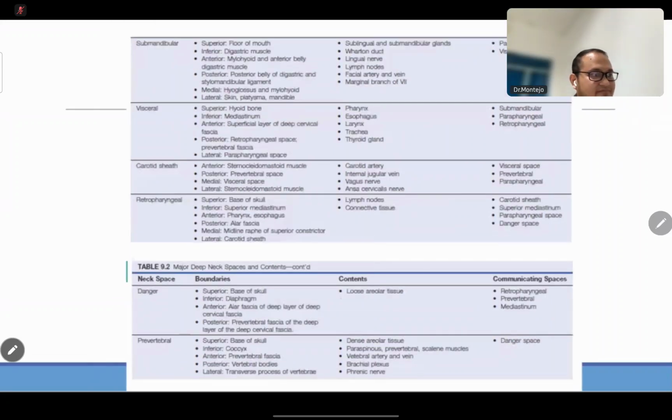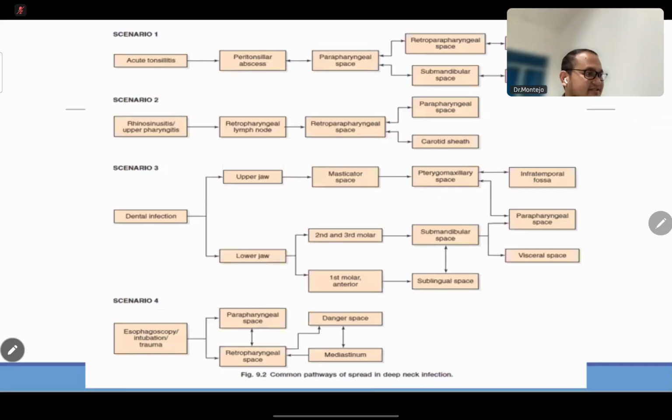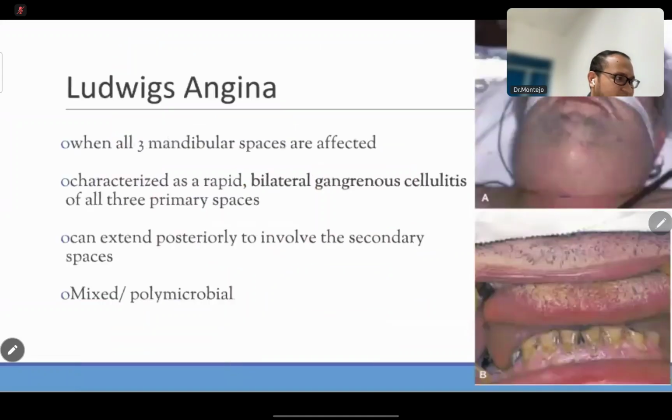Okay. So this is a common scenario where an infection starts and then spreads to your deep neck spaces. Read through it again, but I won't expect you to memorize it. Okay. So next, let's go to Ludwig's angina.